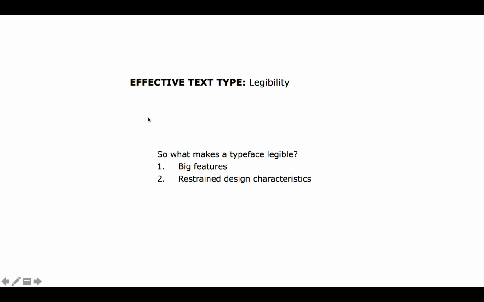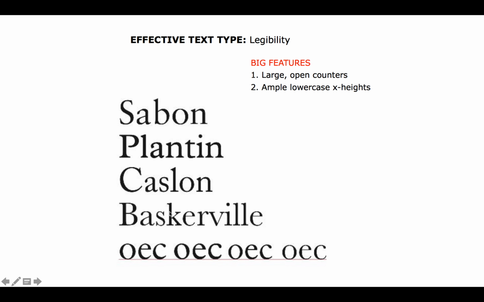So what makes a typeface legible? Big features and restrained design characteristics. If we look at these typefaces, you can see their x-heights down at the bottom. Sabon, Plantin, Caslon, and Baskerville all have nice open characters. We have ample lowercase x-heights in all of these. Some are a little smaller than the others, so Baskerville is a little bit smaller.